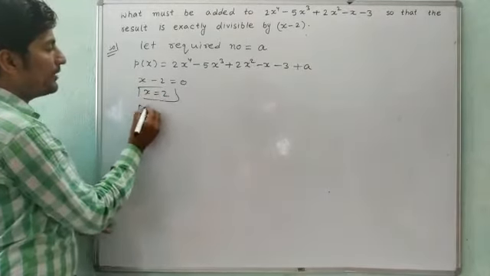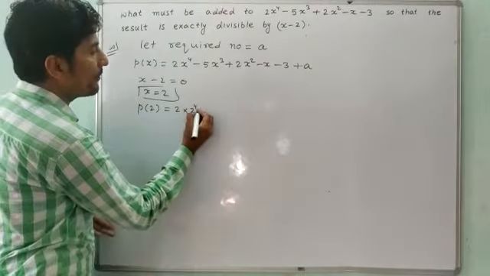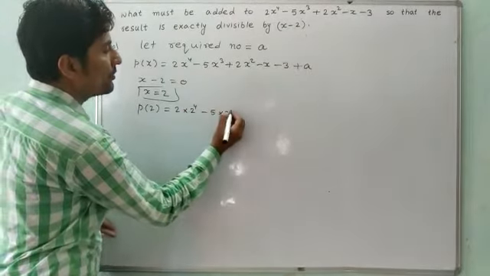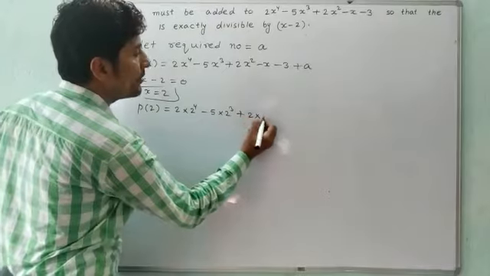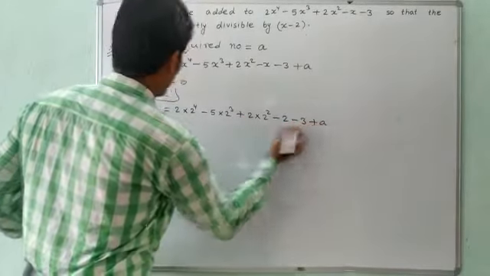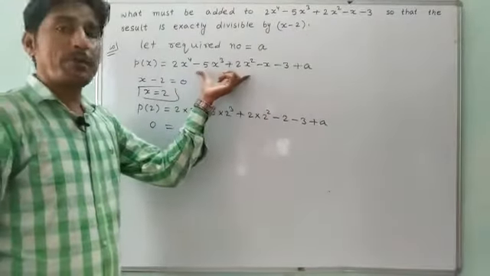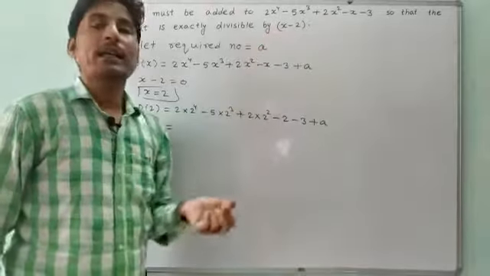Then we will find p(2). 2x to the power 4 means 2 into 2 to the power 4, minus 5 into 2 cube plus 2 into 2 square minus 2 minus 3 plus a. Now here we can write 0. Why are we writing 0 here? Because now this resultant polynomial is exactly divisible by x minus 2.